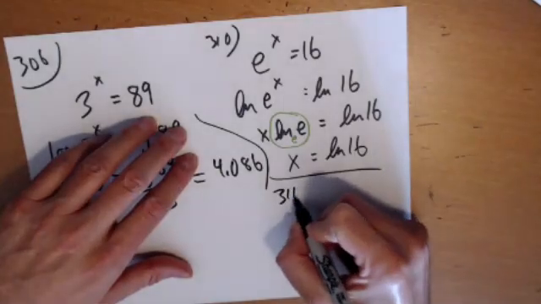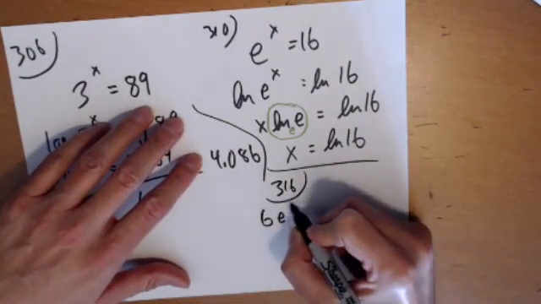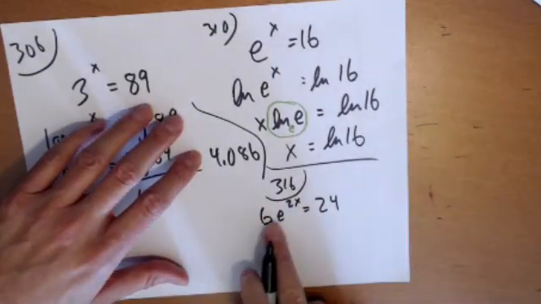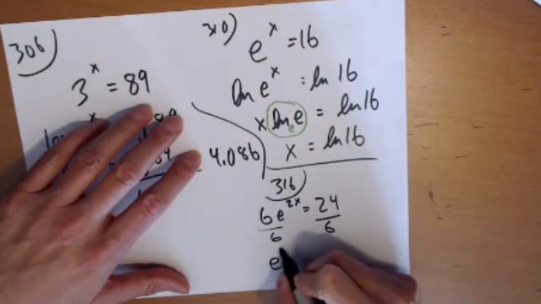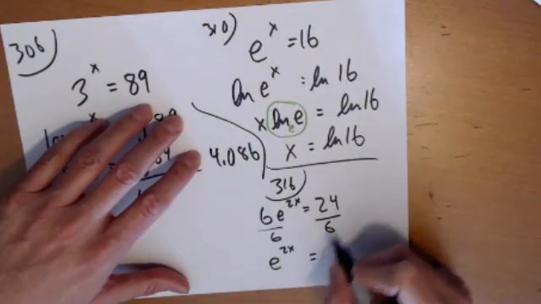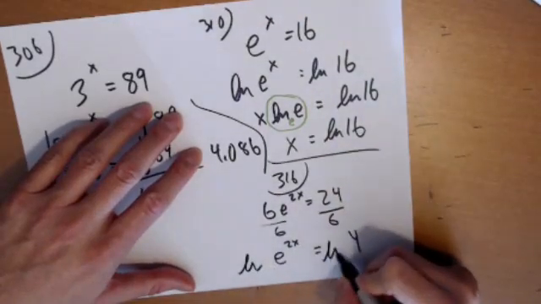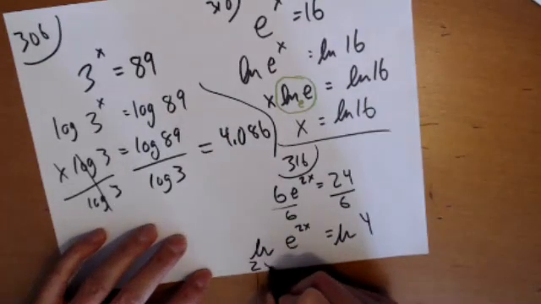Okay, let's try 316. 6e to the 2x equals 24. So let's get that e to the 2x alone. Let's divide by 6, divide by 6. e to the 2x is 24 over 6, which is 4. Let's take natural log of both sides. Okay, the natural log of e to the 2x is going to give us 2x.